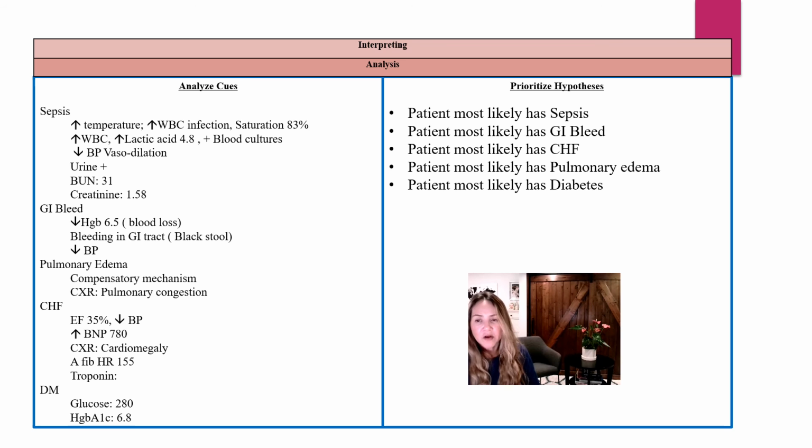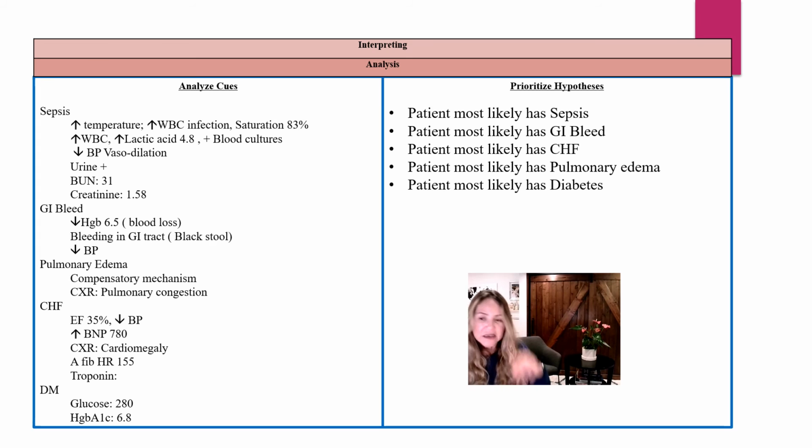Now, how we prioritize the hypothesis: we're just trying to figure out, in order for me to save this patient, in order for me to have a really good outcome, for the patient to have an amazing outcome and really improve and get better, what we have to do first. And we have to make that decision, and sometimes that is very difficult to make, because we know sometimes it's not as simple as it looks.